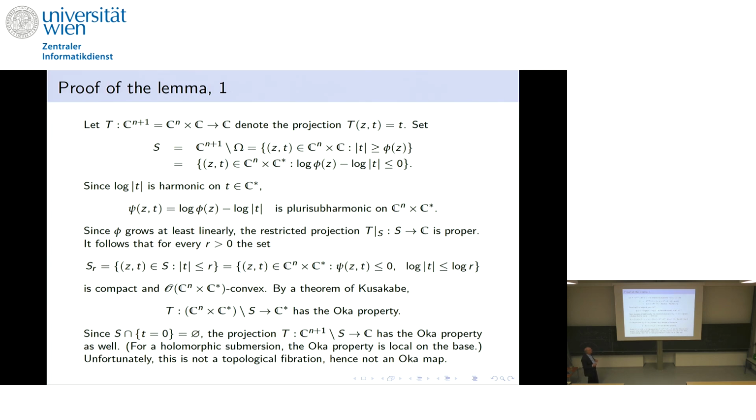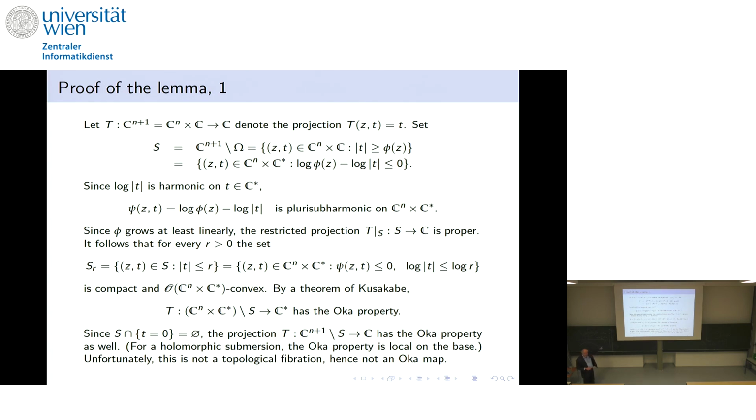But now I can use Kusakabe's theorem, which I showed you before. It precisely shows that this projection, first of all, if I restrict t to S, is proper because S grows at least linearly. So the fibers of this projection are compact, right? They're like this. And Kusakabe's theorem says that this projection has the Oka property. That's not enough to conclude that its complement is Oka, but it would be enough if this were a topological fibration, but it is not.